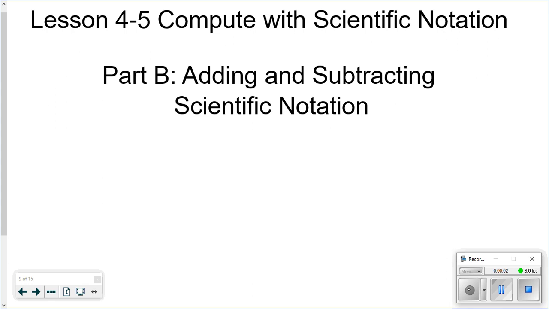This is part B of computing with scientific notation. It's adding and subtracting scientific notation. You can start a new page in your notebook, or if you want to keep going, you can do whatever you need to do. But this is part B of 4-5, computing with scientific notation. We're adding and subtracting today.